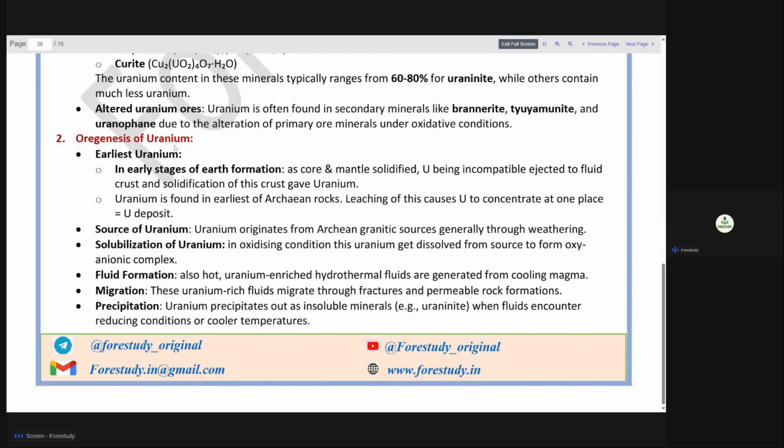Now, orogenesis of uranium. So, earliest uranium in the early stage of Earth formation, as core and mantle solidified, uranium being incompatible was ejected to the fluid crust, and solidification of this crust gave uranium. So, uranium is found in the earliest of Archean rocks. Leaching of this causes uranium to concentrate at one place, which is uranium deposits. So, mostly this happens due to leaching. Leaching means concentration of a particular ore mineral due to absorption and desorption.